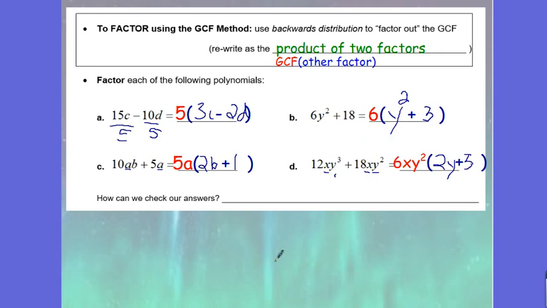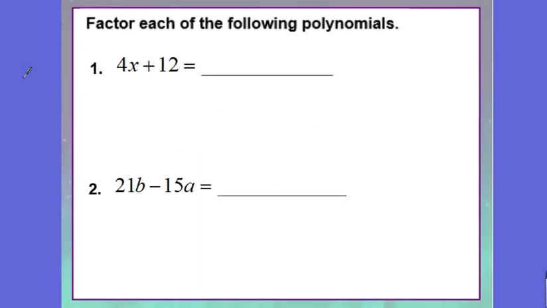How can we check our answers? Hopefully you were thinking you can distribute. All 4 of these can always just be distributed to check and make sure we end up with the product that we started with. Hopefully you're ready to try some of these on your own. You can pause the video for a few moments, give 1 and 2 a try. You can even check with a neighbor nearby, and then the answers will be revealed to you. So please pause the video now.